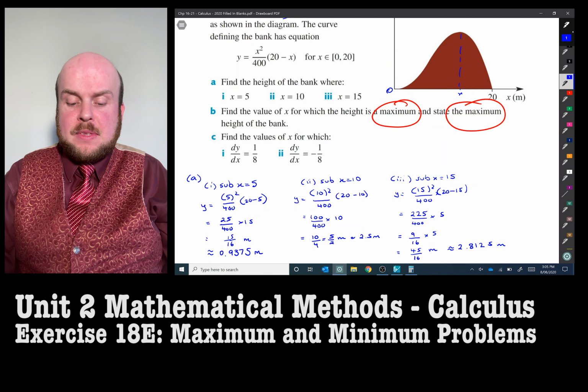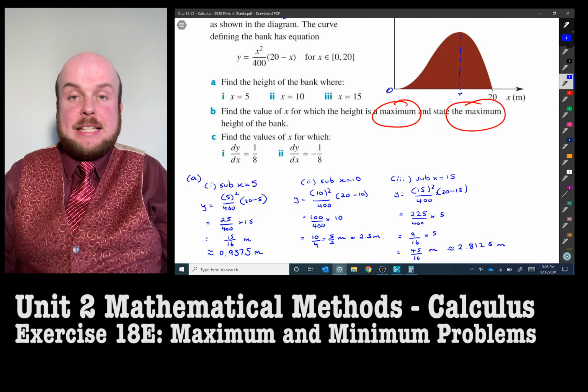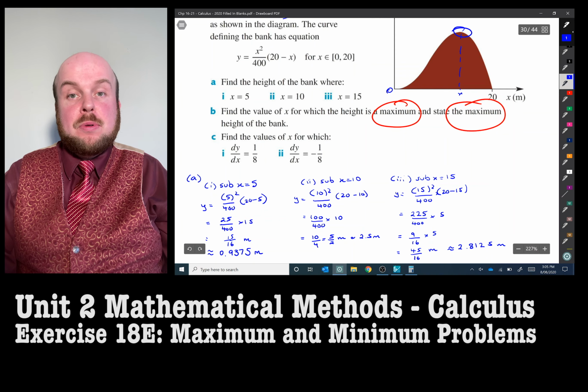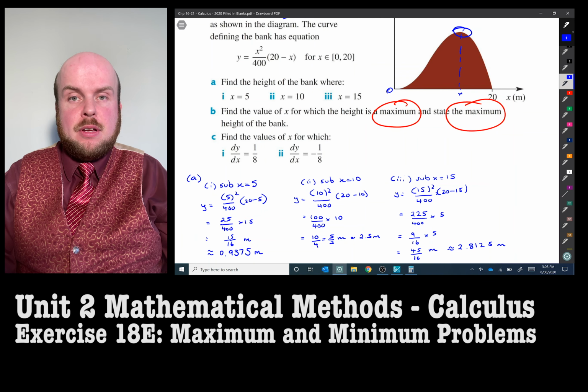B, find the value of x for which the height is a maximum and state the maximum height of the bank. As soon as we see the word maximum, we probably need to find a turning point, because that will be the maximum height of the bank. So we'll need to find the derivative, make that derivative equal to 0, solve for x, and then substitute that value for x back into the original equation.